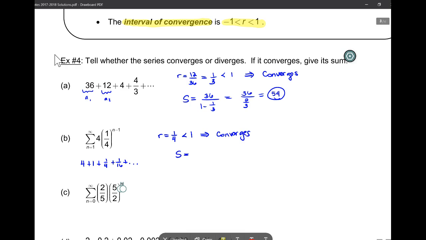So our sum is going to be, now the first term is going to be when n equals 1. So that's going to give us 4 over 1 minus 1/4. So we have 4 over 3/4, which is 16/3.